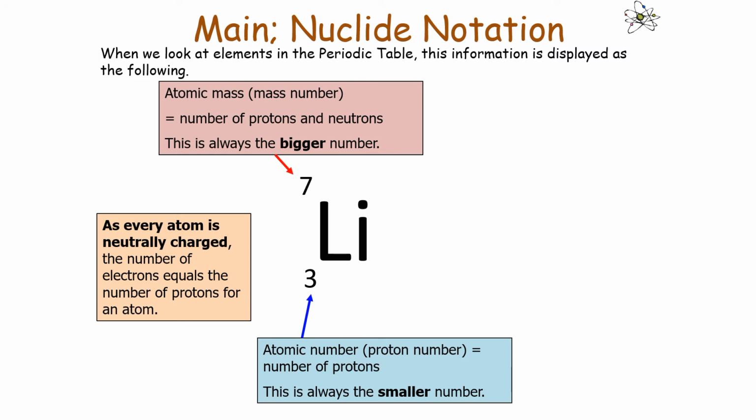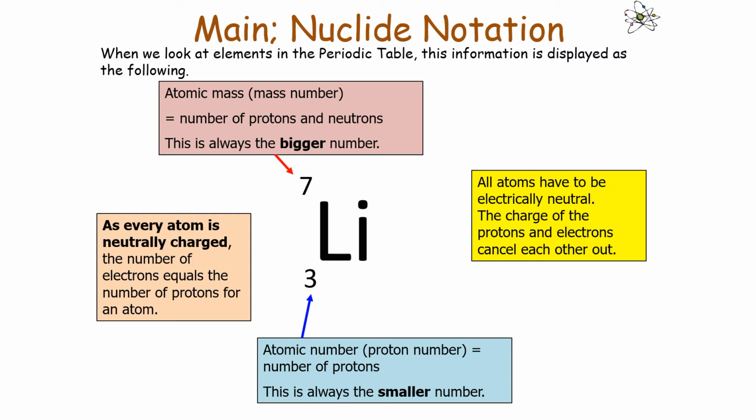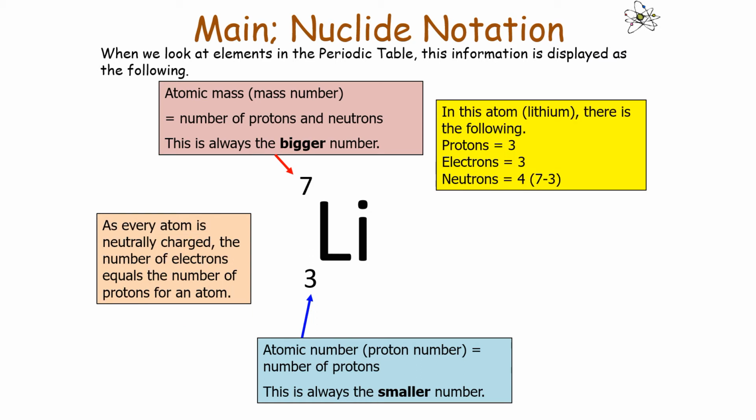As every atom is neutrally charged, the number of electrons equals the number of protons for an atom. All atoms have to be electrically neutral, so the charges of the protons and the electrons cancel each other out. So in this atom, lithium, there are 3 protons, because we know that from the bottom number, the proton number, the atomic number, which also means there are 3 electrons, because the number of protons equals the number of electrons, and the number of neutrons is 4, because it's the atomic mass number, which is 7, minus the atomic number 3, so 7 minus 3 equals 4.